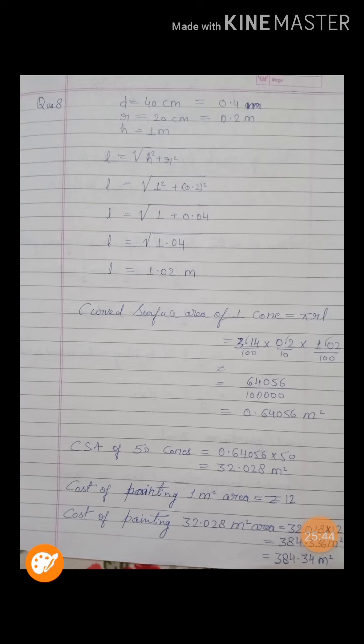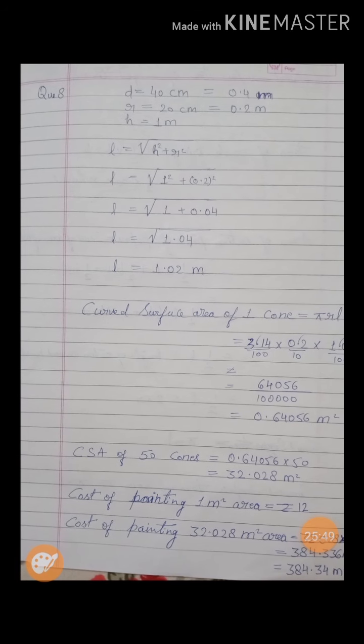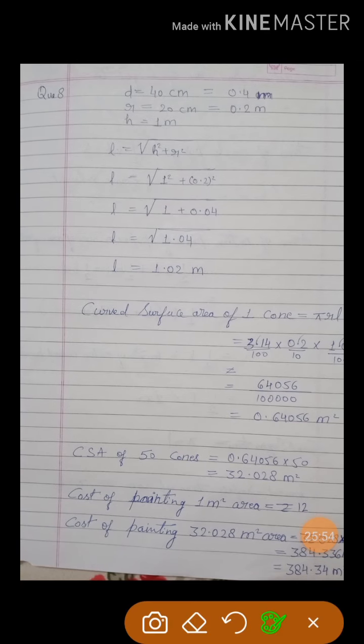Then we need to find the curved surface area of one cone, which is equal to pi r l. So put the values of pi, r and l. Pi we shall put as 3.14, radius 0.2, and slant height 1.02. Multiplying, we shall get 0.64056 meter square. This is the curved surface area of one cone.